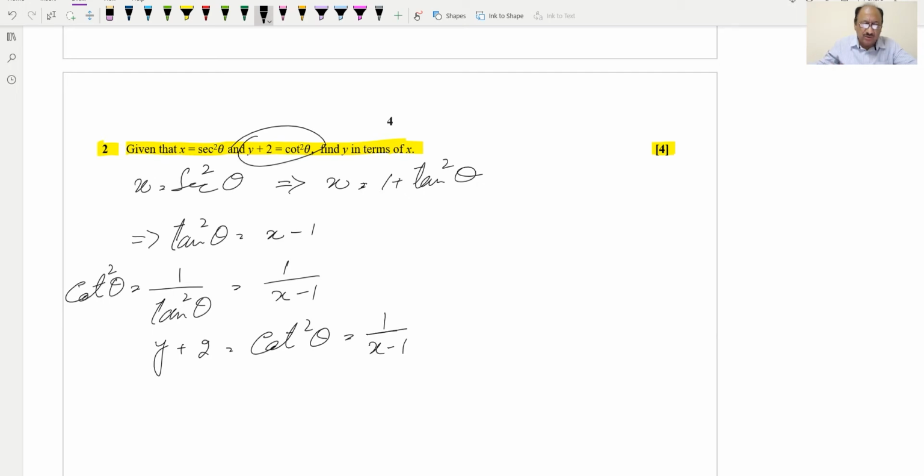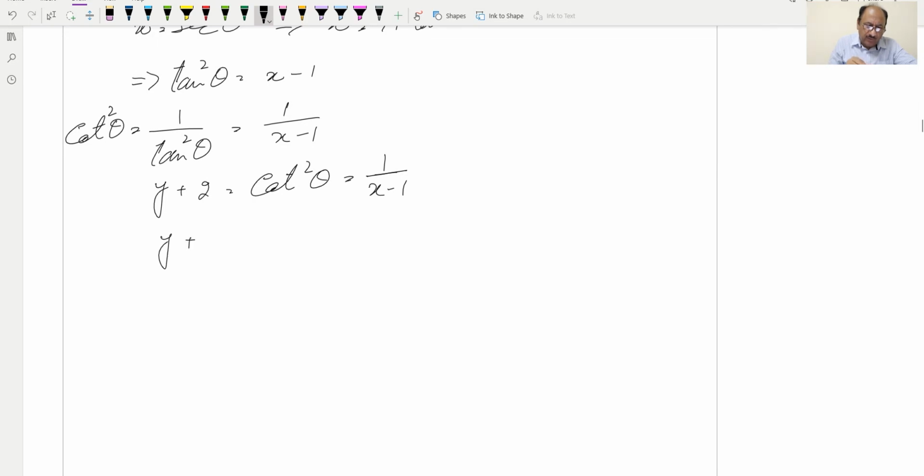So our equation will become y plus 2 is equal to 1 over x minus 1.